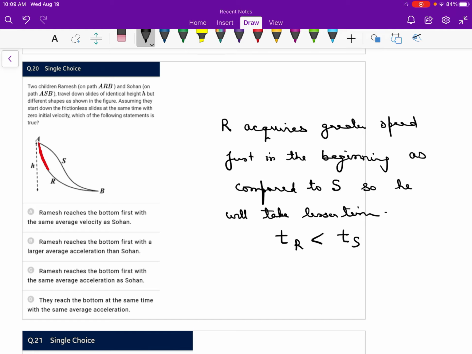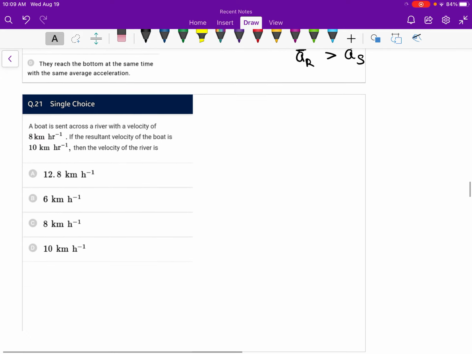From energy conservation, at the bottom the speed of Ramesh will be equal to the speed of Sohan. So both have the same speed at the bottom and the time taken by Ramesh is less. So the average acceleration of Ramesh is greater than that of Sohan. Ramesh reaches the bottom first with a larger average acceleration. So B is the correct option.